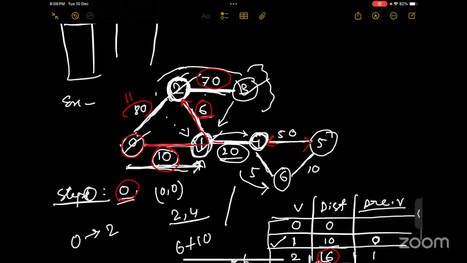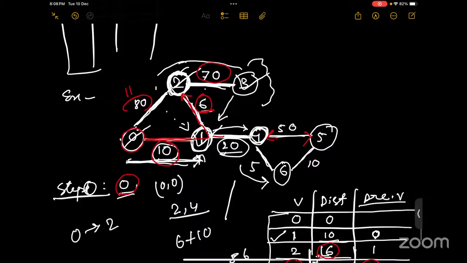If you have 11, then if we follow the Dijkstra method, again we will choose this edge, because we need to choose the least edge. Then again we will go through this way. Okay, so I got your doubt.